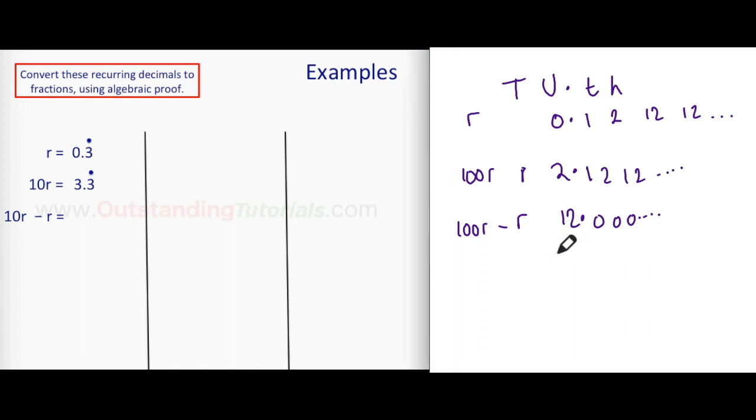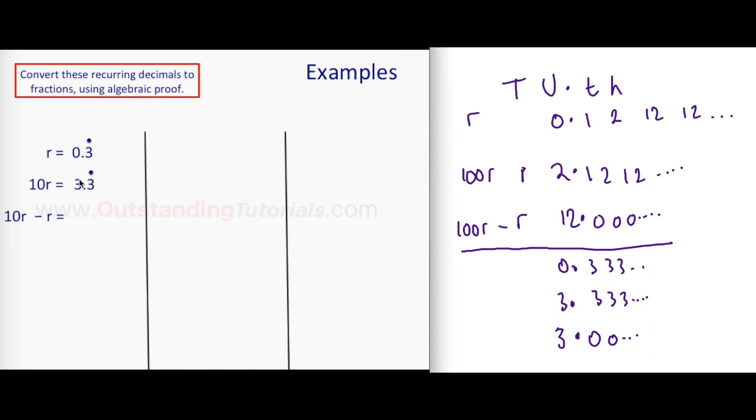If I had, let's draw a line here, and I had 0.3 recurring, times it by 10, you get 3.3 recurring. Take them away, you're going to have all of this side here. 3 minus 0 is going to give me 3. 3 minus 3 here is going to give me 0. 3 minus 3 here is going to give me 0. So you're left with just loads of zeros. So they will just cancel out. You're left with just 3 minus 0.